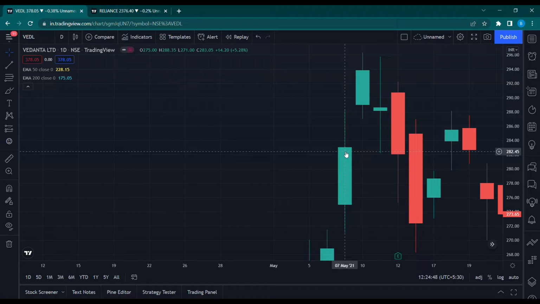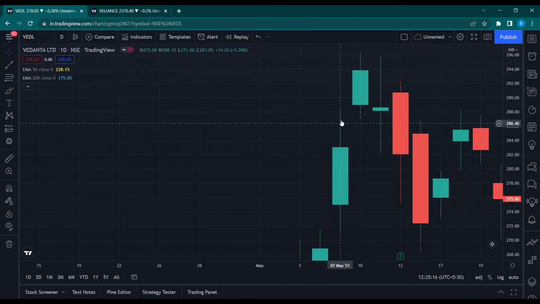If I were to talk about Vedanta's price movement on 7th May 2021, the prices opened at 275 and closed at 283, right? So that is an 8 rupee move on a single day. And if I were to talk about the percentage, this is around 5.3%.